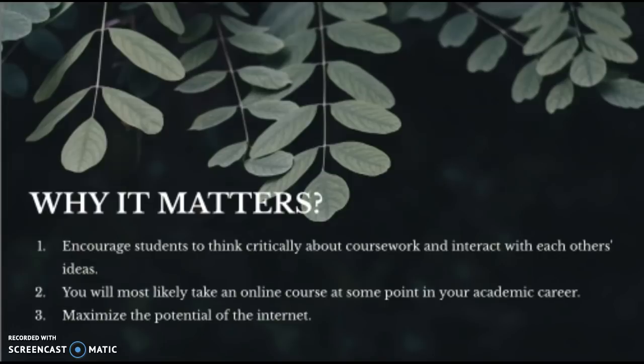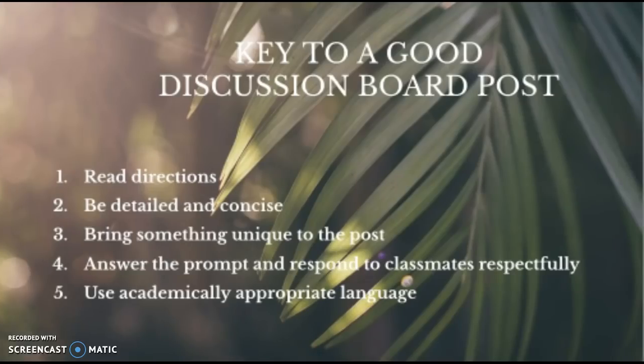And it's going to matter for your grade. When you're paying thousands and thousands of dollars for a class, you'll be glad that you've done this. And thirdly, the internet is a tool that is only as good as the person handling it. So I want to maximize the quality potential of this tool together. So the best place to begin, I think, is with some general rules of thumb to keep in mind for good discussion board posts.